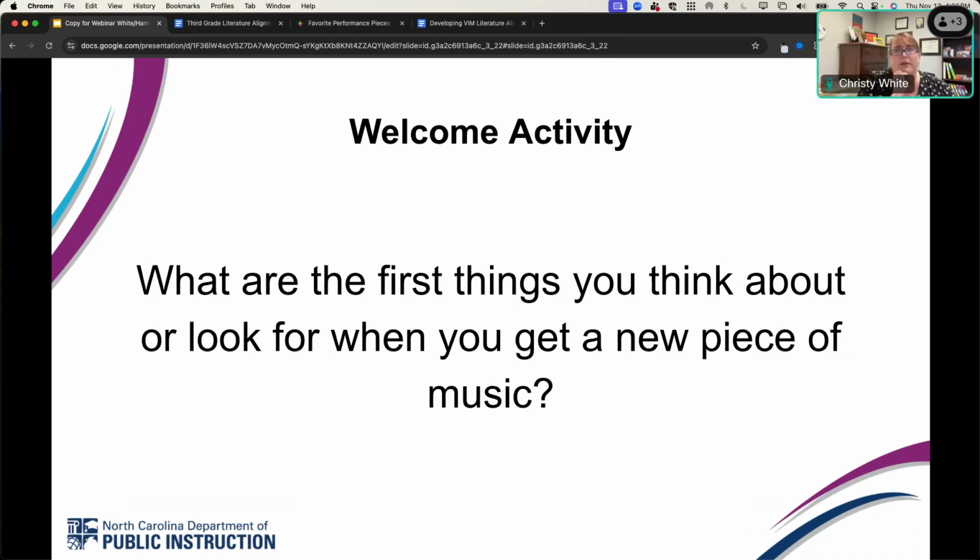I think I realized we got ahead of ourselves, Brandon, because the reflection journal's on the next slide. Oh, okay. But Johnathan put in the chat, the first thing he thinks about is the range. The first thing I think about when I get a new piece of music is I like to take a good look at the melody and see if it has accidentals.